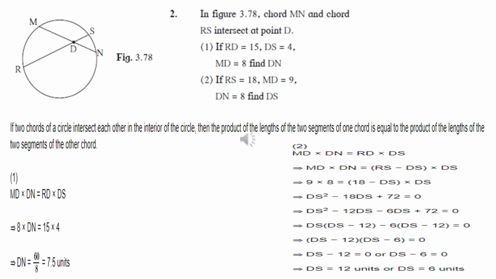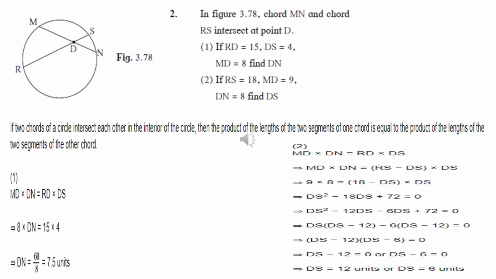If two chords of a circle intersect each other in the interior of the circle, then the product of the lengths of two segments of one chord is equal to the product of the lengths of the other two segments of the chord. So according to this, write down MD into DN is equal to RD into DS. Substitute the value and then find out DN.